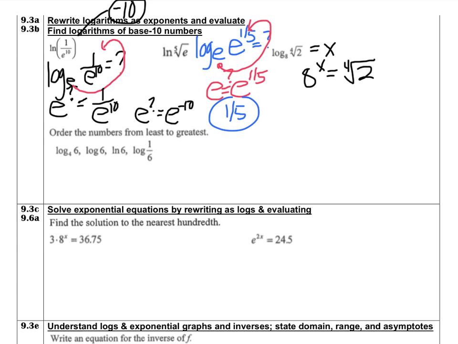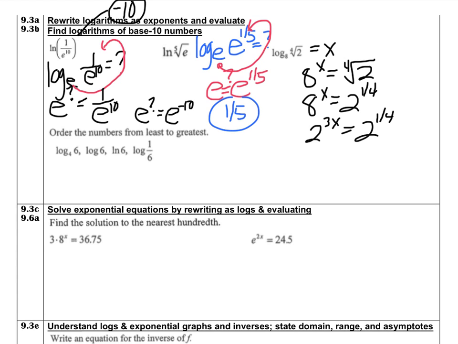Now I want them both to look like exponents, so I'm going to rewrite the 4th root as an exponent. So it would just be 8 to the x equals 2 to the 1/4. Now to compare them, they have to be the same base numbers. A 2 is already as simplified as it can be, but can an 8 be written as a 2? Sure. It is the same as 2 cubed. And don't forget that little x is there.